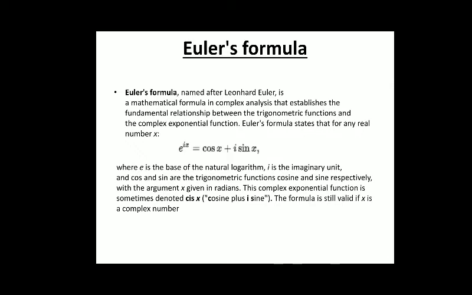This complex exponential function is sometimes, as we said before, denoted as cis. The formula is still valid if x is a complex number. So whatever the value of x is, the formula is always valid. So we can write e to the power i2pi is equal to cos 2pi plus i sin 2pi. e to the power i10pi is equal to cos 10pi plus i sin 10pi.